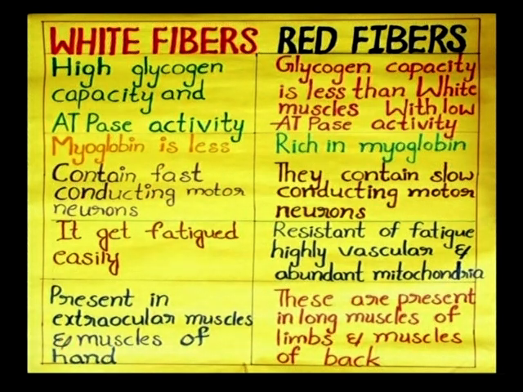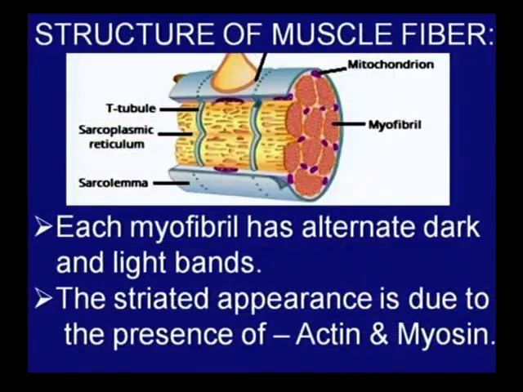Friends, white muscle fibers are present in extraocular muscles, that means the muscles of the eyes, and also in the muscles of the hands. Red muscle fibers are present in long muscles, limbs and the muscles of the back. So these are the white and red muscle fibers.